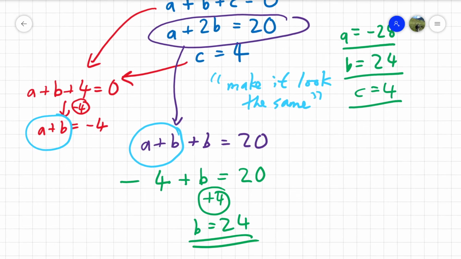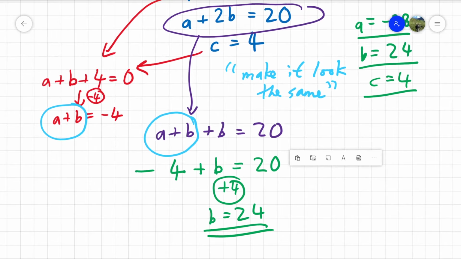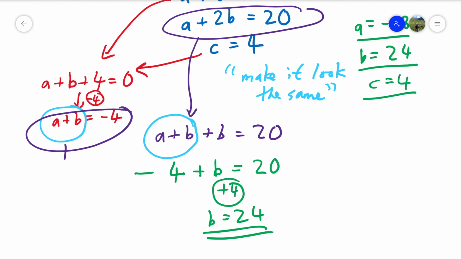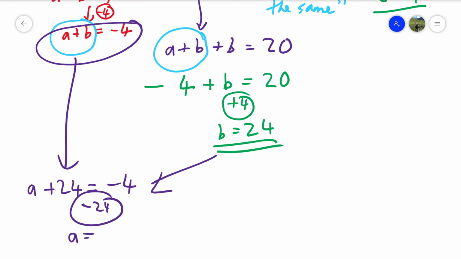I think you can guess how we can get the a. We can just take anything with the a already. We already know, for example, that a plus b is minus 4. So let's just stick b into that. So that means that a plus 24 equals minus 4. Well, minus 24 from both sides. Then we end up with a equals minus 28. There we go. So we do that one. There's going to be other ways to do that.